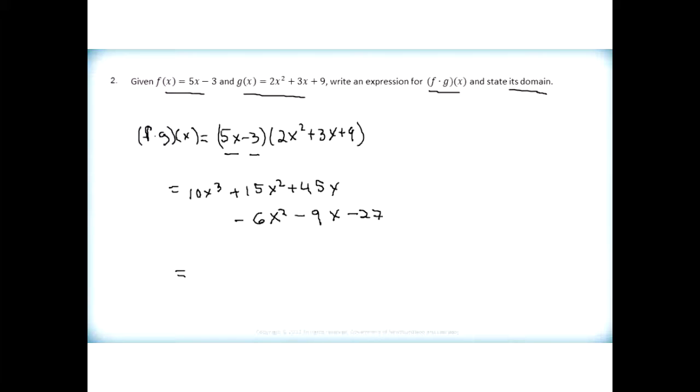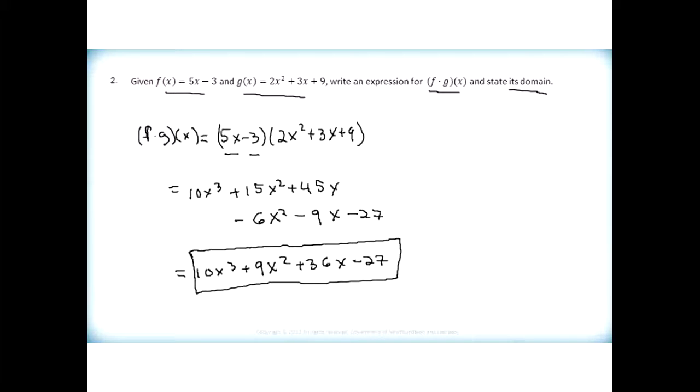So putting all that together gives us 10x cubed, and subtracting there will give us plus 9x squared. And then 45 subtract 9 will give us plus 36x and minus 27. So there's our function f of x times g of x. It's cubic. And we have to state its domain.